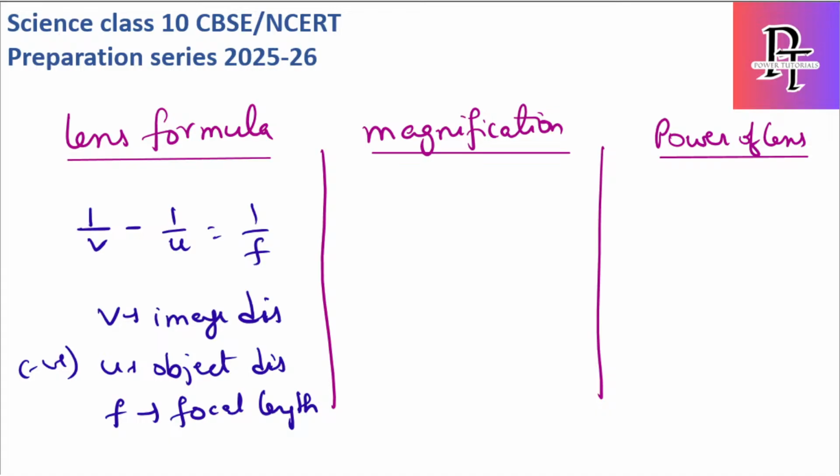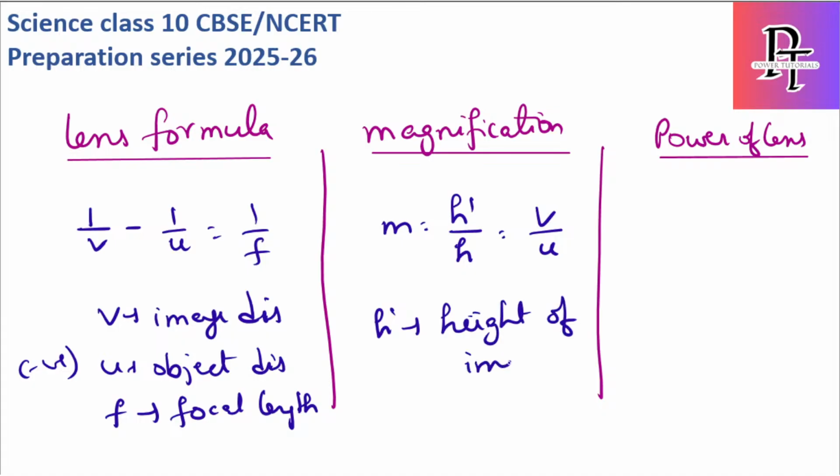Then we have the magnification formula, which is m. The magnification formula is h dash by h or v by u. We have two formulas for magnification, which are h dash by h and v by u. h dash is the height of the image, and h is the height of the object.